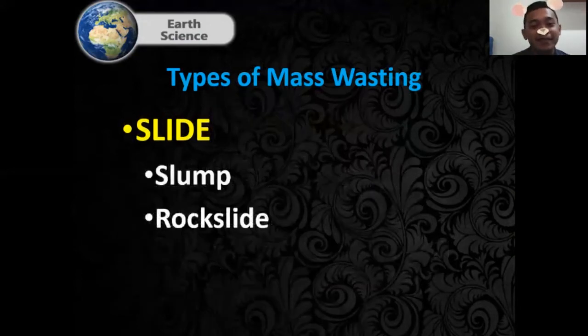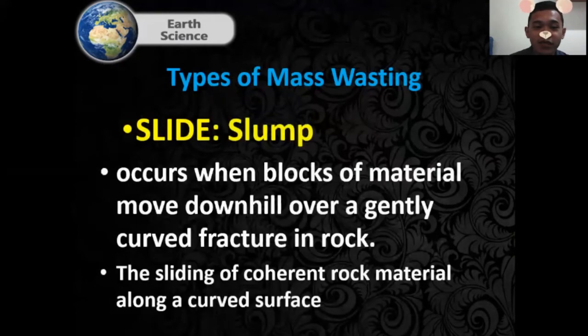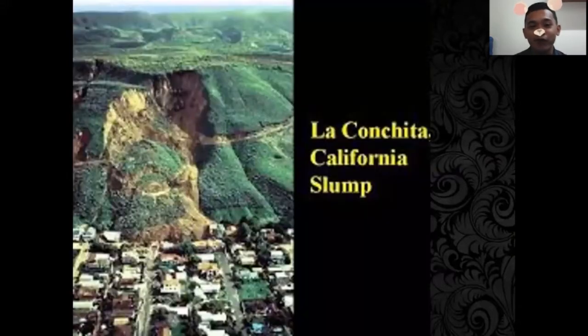Now, there are 2 types of slide. It can be a slump or rock slide. This slump occurs when blocks of materials move downhill over a gently curved fracture in rock. So makita niyo murag, di po siya sinkhole class, but unti-unti siya nga naga-us-us na yuta. So mukha sa perno, naga-us-us siya. And so, the sliding of coherent rock material along a curved surface. Example, look at this one. Yan po class. Diba? Buo pa rin siya. The certain part of the hill is buo pa rin, pero slide siya as a whole. And wala siya nag-roll or nag-mix. So makita man ninyo ang green na part sa screen, yan po. So yun siya. That's a slump. At La Conchita, California slump. Ayan.